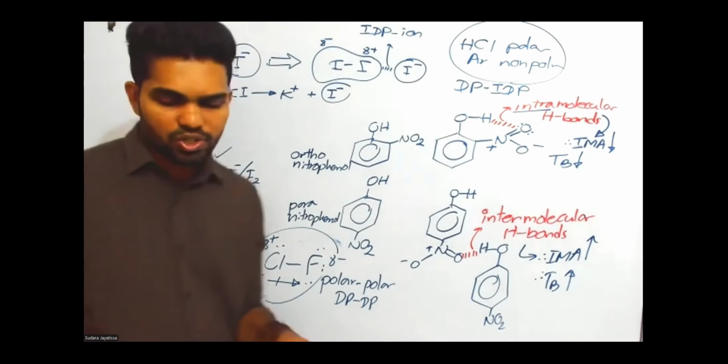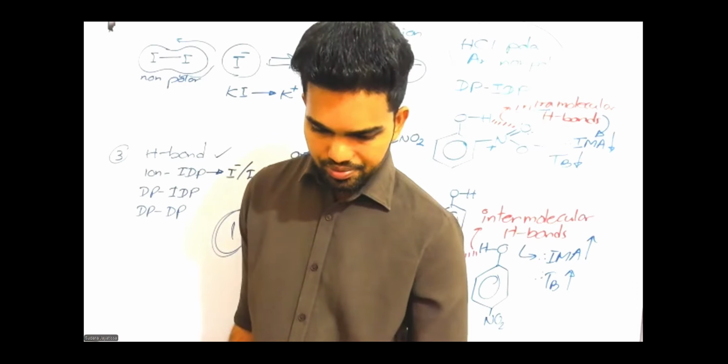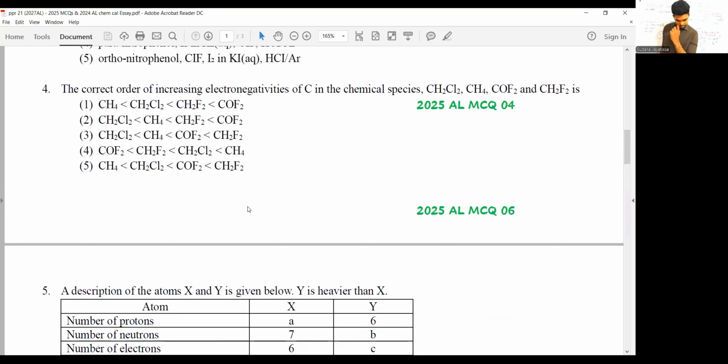So let's see how many of you got that correct for the third question. Okay, good. Majority of you have taken the answer. Then let's go to the fourth one. The correct order of increasing electronegativities of carbon. So it's the electronegativity of carbon.